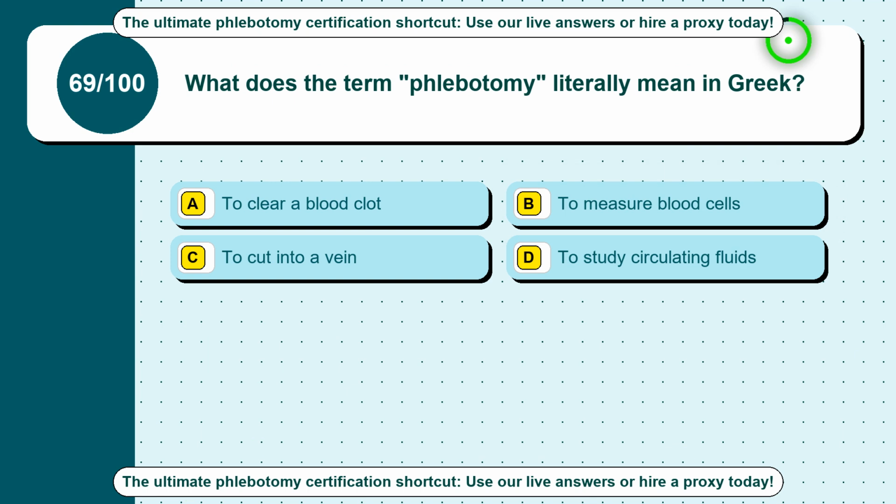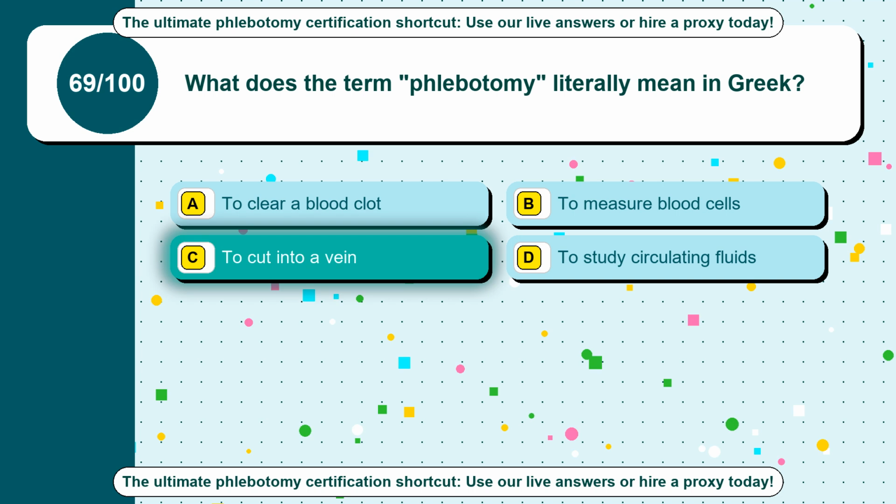Question 69. What does the term phlebotomy literally mean in Greek? Option A. To clear a blood clot. Option B. To measure blood cells. Option C. To cut into a vein. Option D. To study circulating fluids.